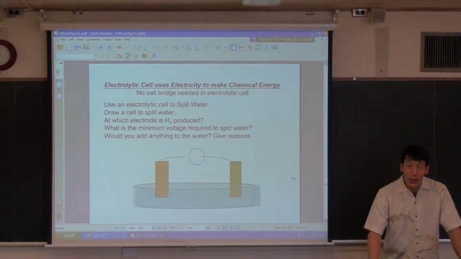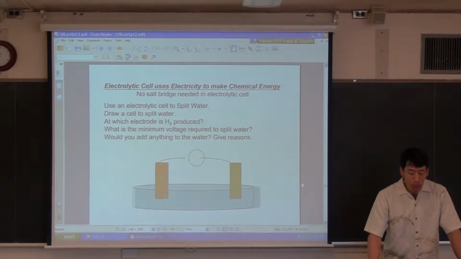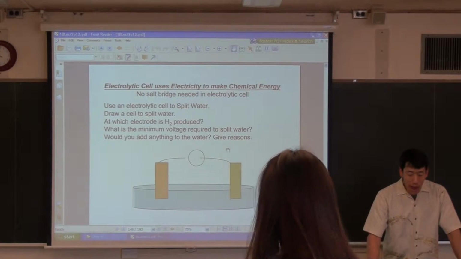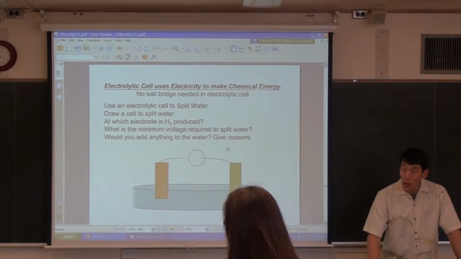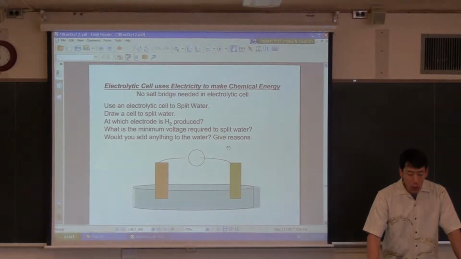Okay, so last week in lab, you split water by electrolysis. So what I would like you to do is to complete or to label this diagram. So what's happening, which electrode is the anode, which one is the cathode, what is the half reaction which occurs at each electrode, and then how much voltage, or what is the minimum voltage required to split water.